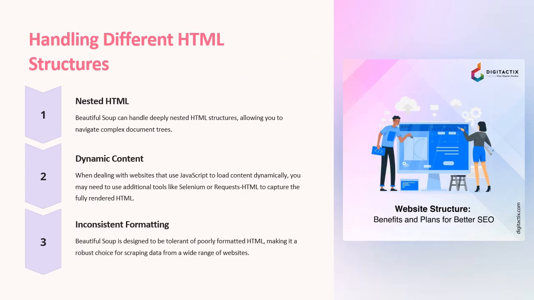Now let us talk about handling different HTML structures. There are three different structures: nested HTML, dynamic content, and inconsistent formatting. Let us see one by one. Beautiful Soup can handle deeply nested HTML structures, allowing you to navigate complex document trees. Dynamic content: when dealing with websites that use JavaScript to load content dynamically, you may need to use additional tools like Selenium or Requests-HTML to capture the fully rendered HTML. Inconsistent formatting: Beautiful Soup is designed to be tolerant of poorly formatted HTML, making it a robust choice for scraping data from a wide range of websites.